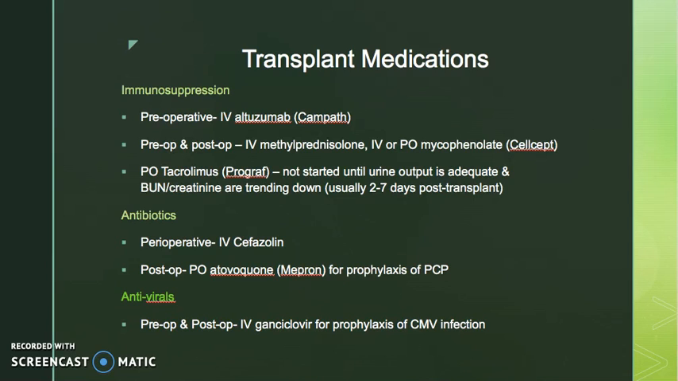There are antibiotics on your regimen for preventing wound infection, and PO atovaquone is started to prevent PCP, which is an opportunistic infection that puts immunosuppressed patients at risk. And then there is an antiviral that is important. IV ganciclovir is given daily, pre-op and daily, to prevent CMV infection.